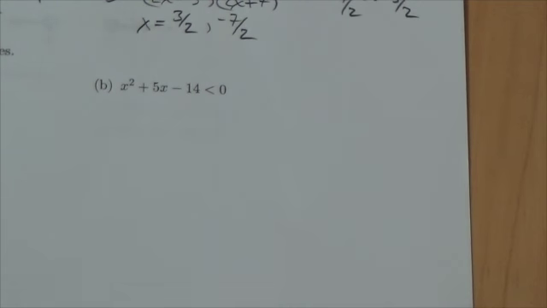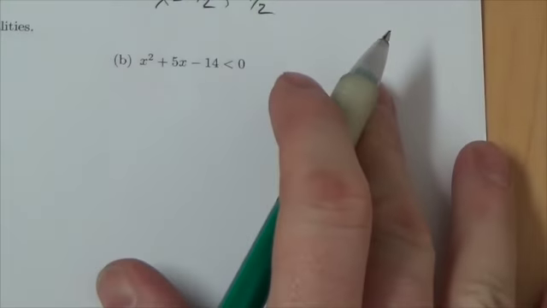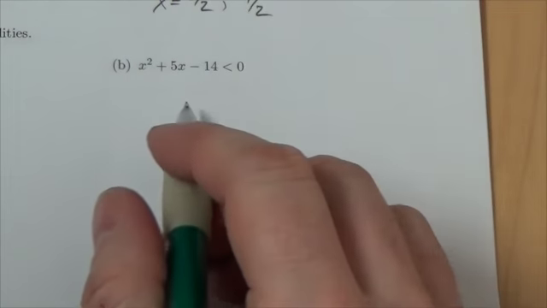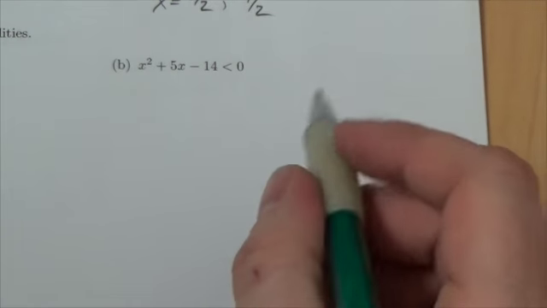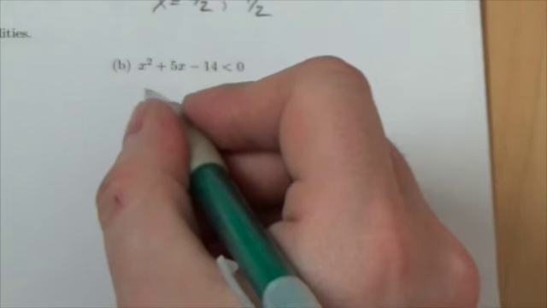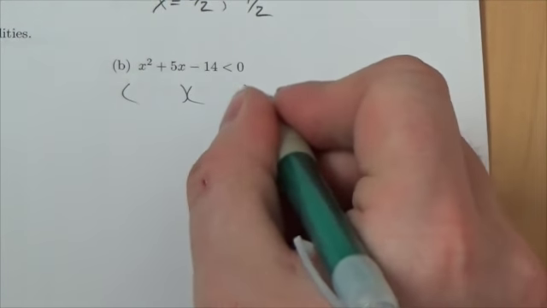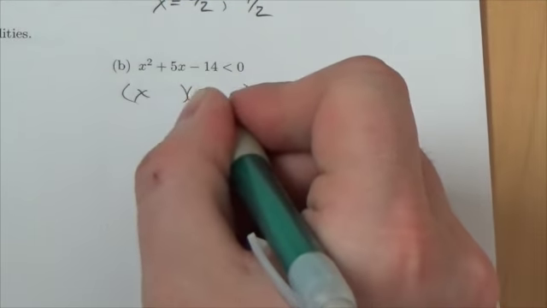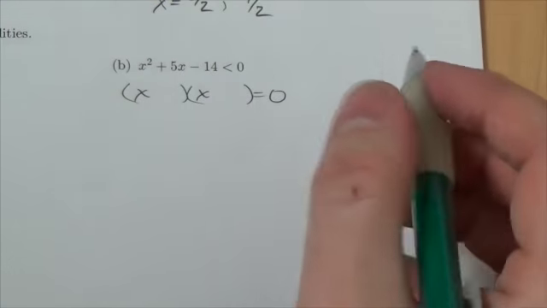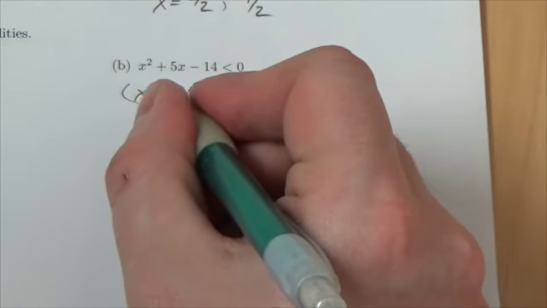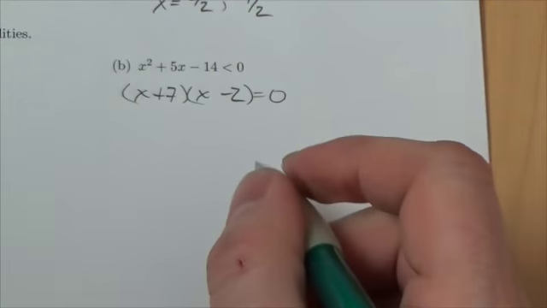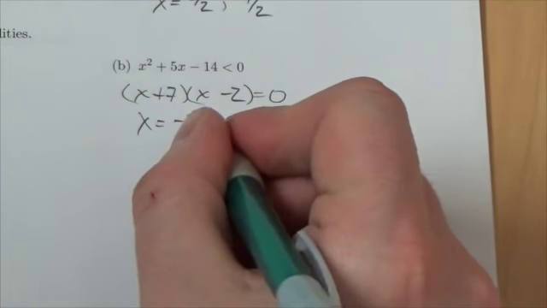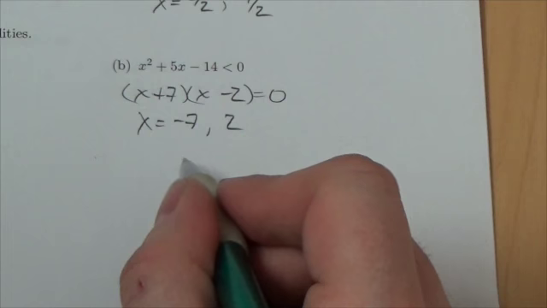Okay, x squared plus 5x minus 14 is less than 0. Well, in order to figure out where this is less than 0, first thing I've got to do is figure out where it equals 0. So I'm going to factor that, where it equals 0, and factors of negative 14 that add to positive 5, well, that will be positive 7 and negative 2. So x here will be negative 7 or positive 2.